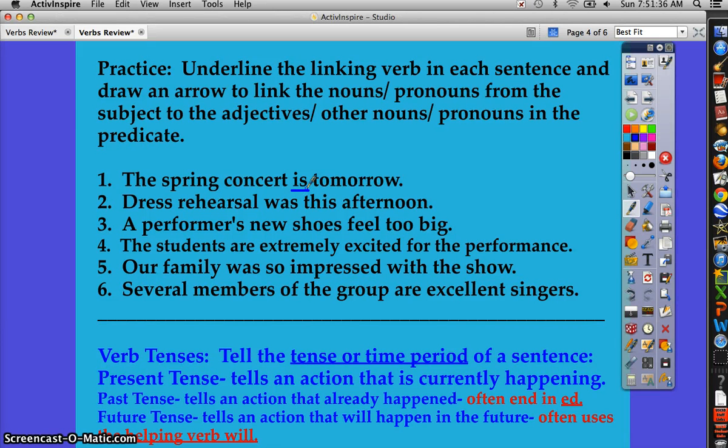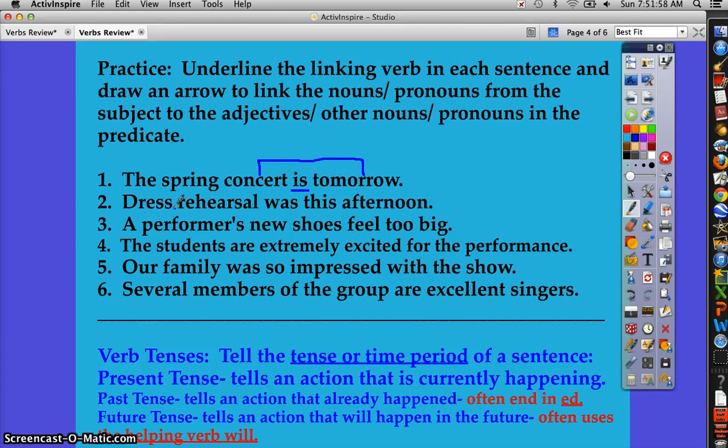Now, what's being linked together by is? In the subject, we have the spring concert. So it's the concert that's being linked together to the adjective tomorrow by is. If you think about it, it says, when is the concert? It's tomorrow. Okay, concert's linked to tomorrow by the linking verb is.